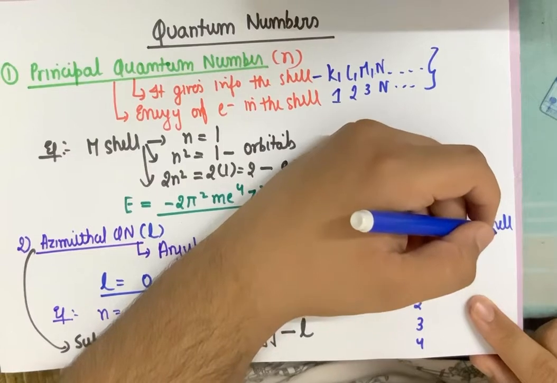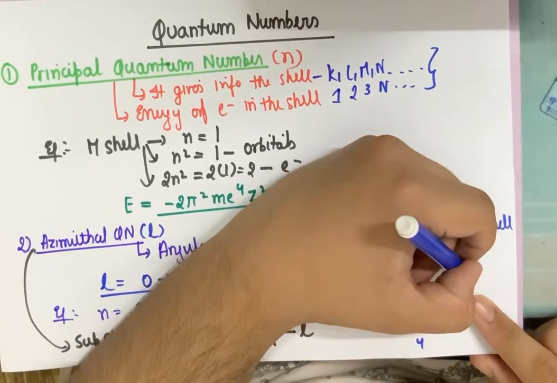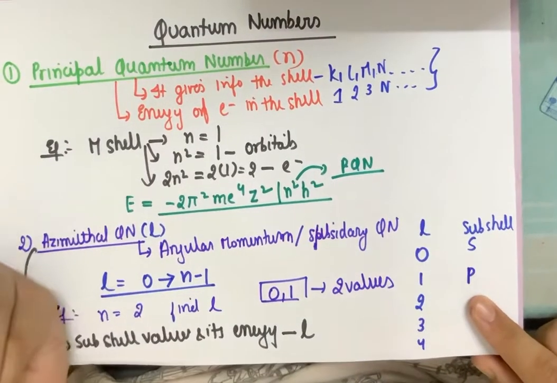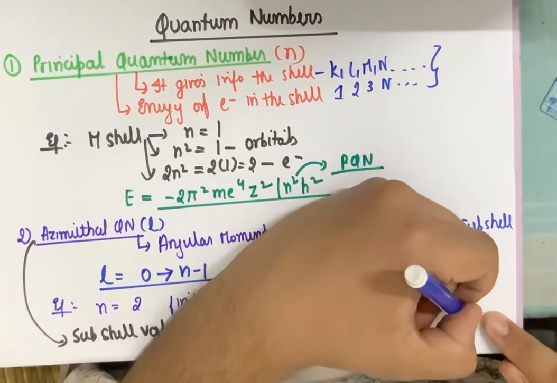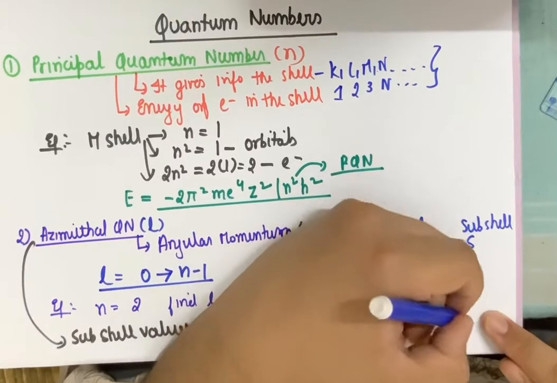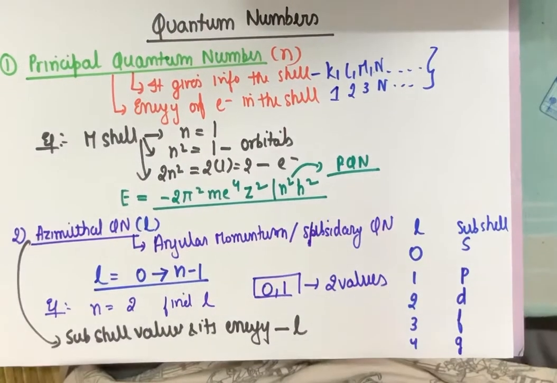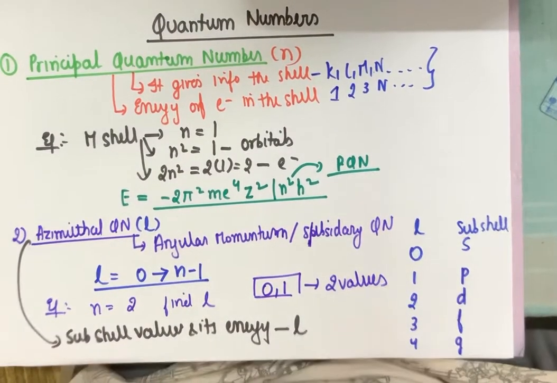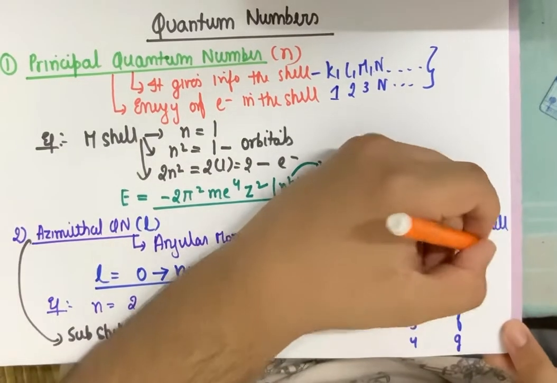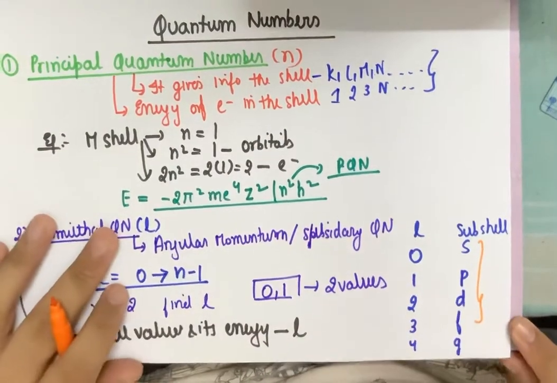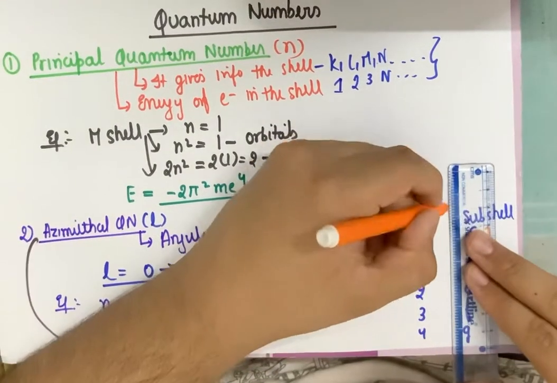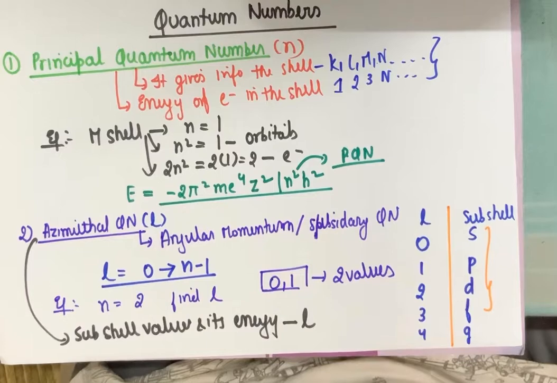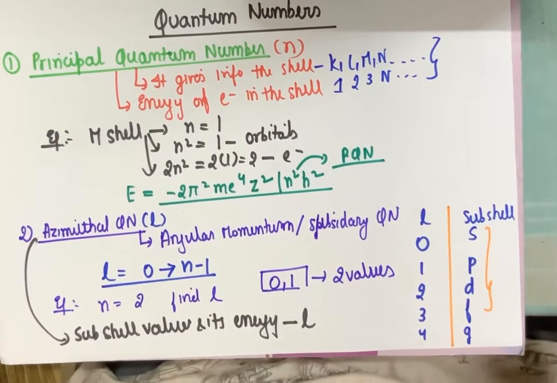S subshell, 1 becomes P subshell, 2 becomes D subshell, and 3 becomes F subshell. These are the most important, and G and so on follow. So what we need to remember here is only SPDF. If the L value is 0, I have the S subshell. If L is 1, I have the P subshell. If it is 2, I have the D subshell. If it is 3, I have the F subshell, and so on.